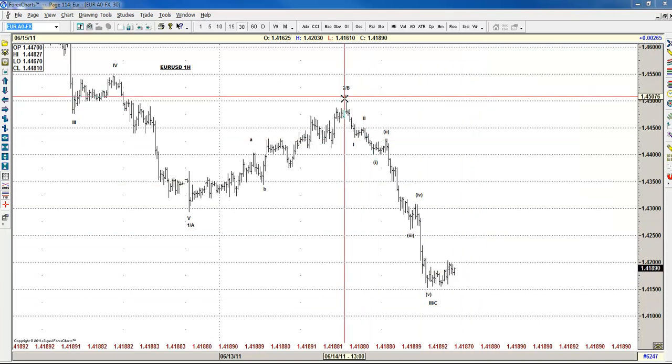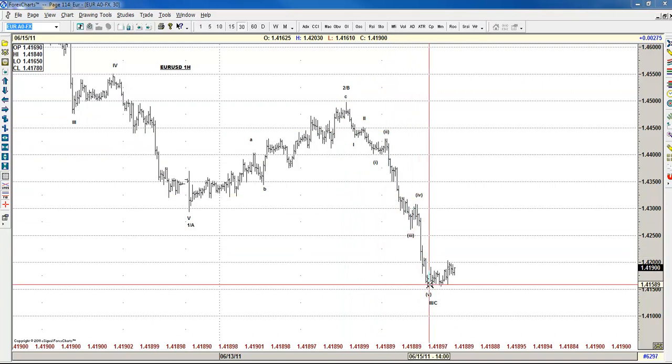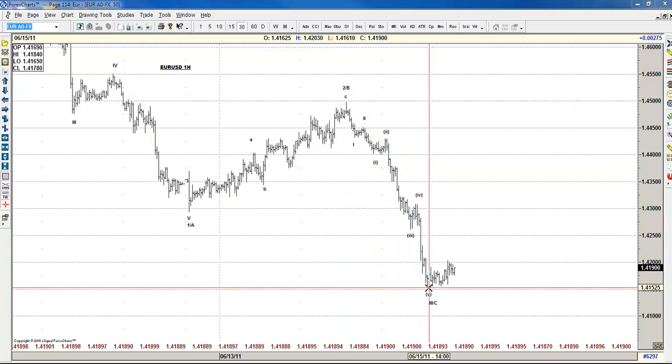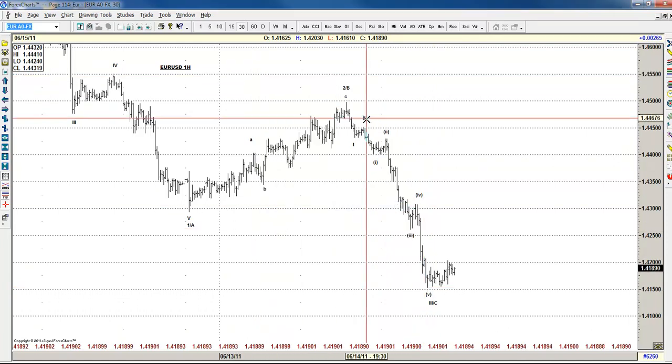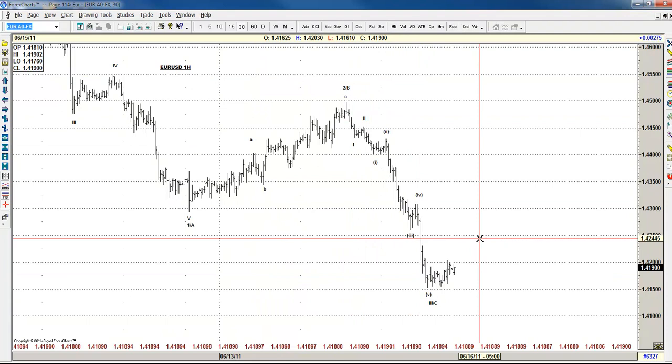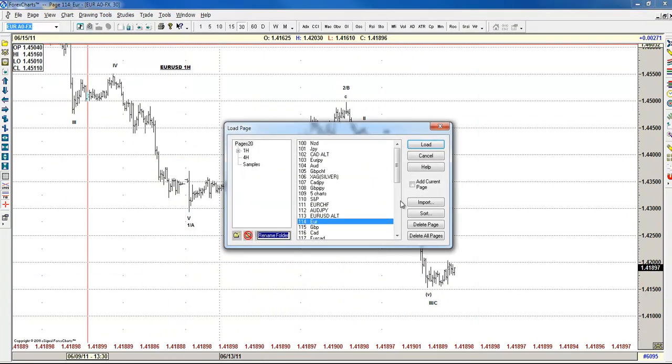Now, if you take a look here, you have a 1, 2, 1, 2, a 3, 4, and a 5. When this is the 76.4 of the whole move higher. Let me show you that in the euro in the 4 hour.